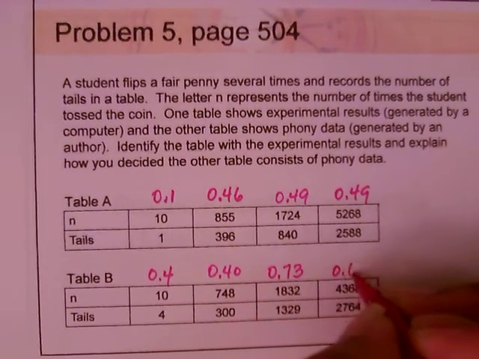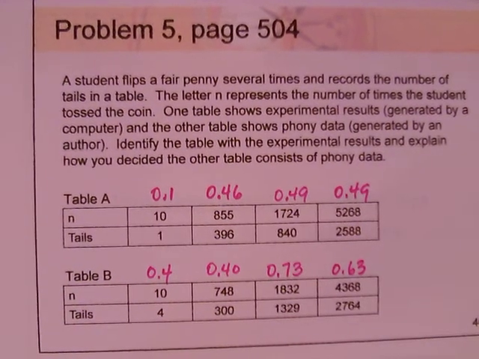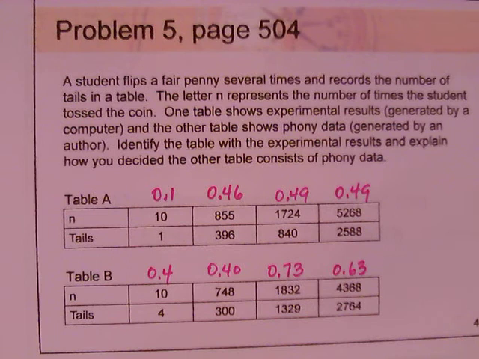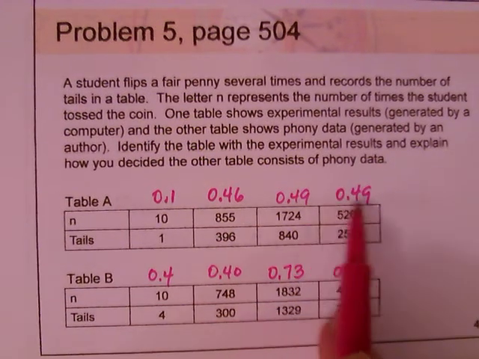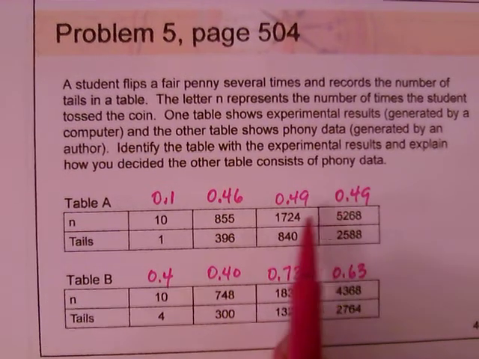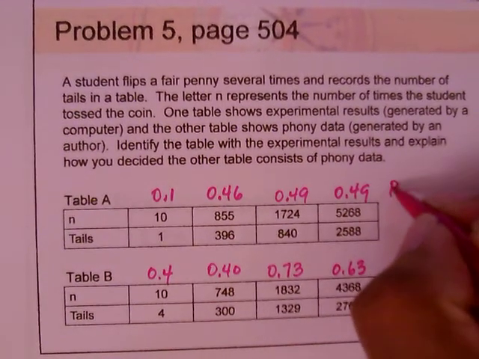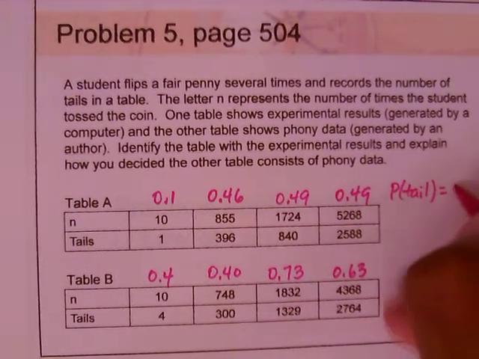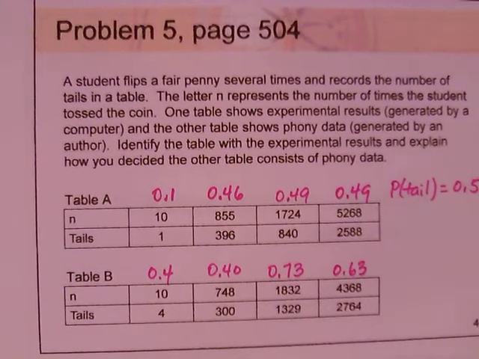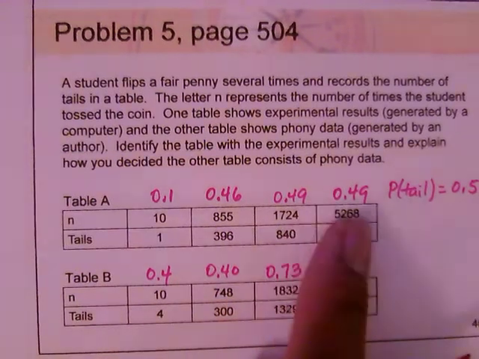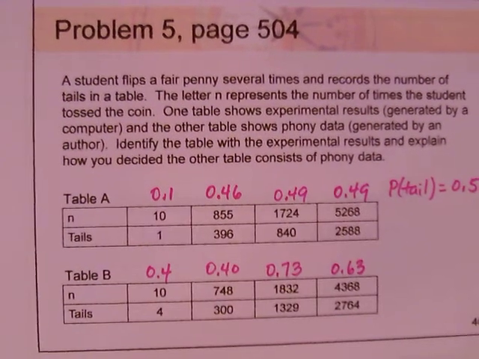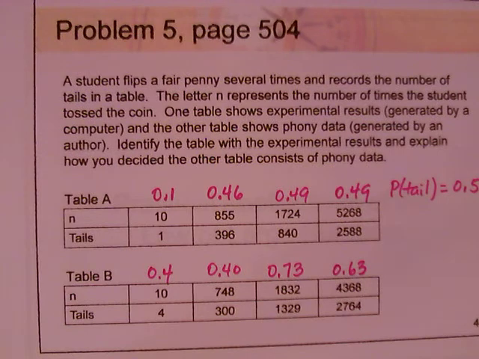So by looking at this, I want to identify the table with the experimental results. It will have to be table A, because if you look at this, 0.49 is close to 0.50. The actual probability of drawing a tail is 0.5. And these two right here are close to 0.5, so table A would be the experimental results. Table B will have to be the one with the phony results here.